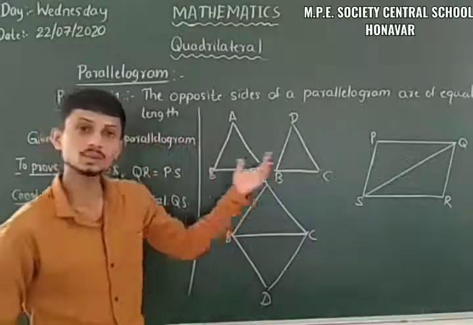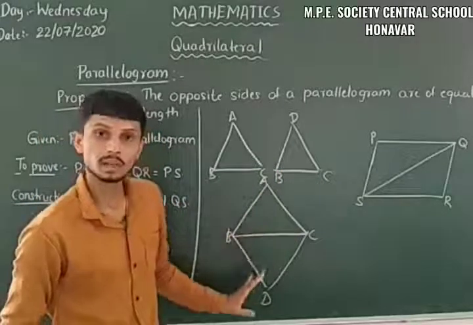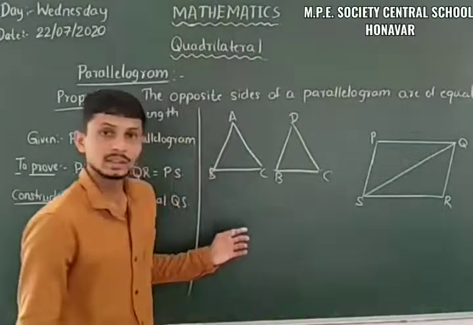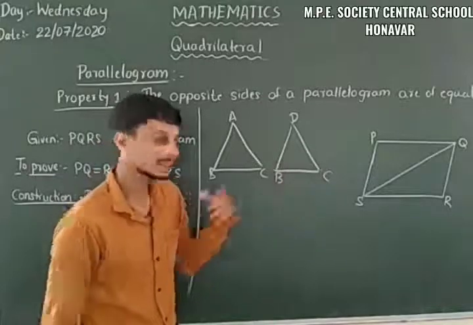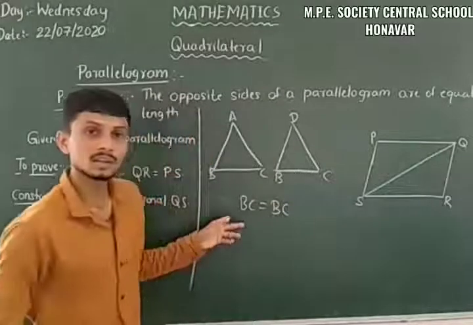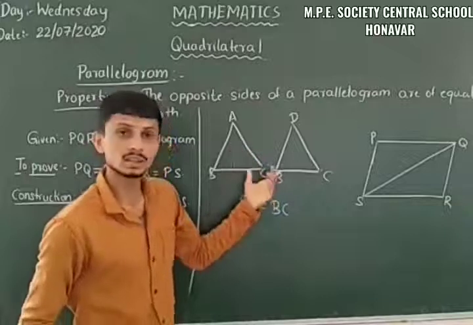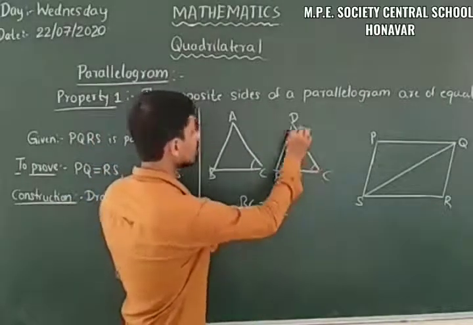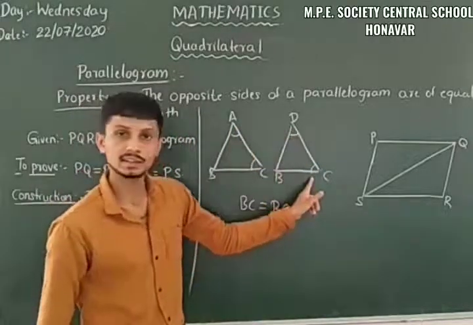Just observe here, these two are the triangles from this quadrilateral. Here just observe BC is common for both. That means BC is equal to BC. So it is the same. Then here there is the angle. This angle and this angle, and this angle and this angle are equal.